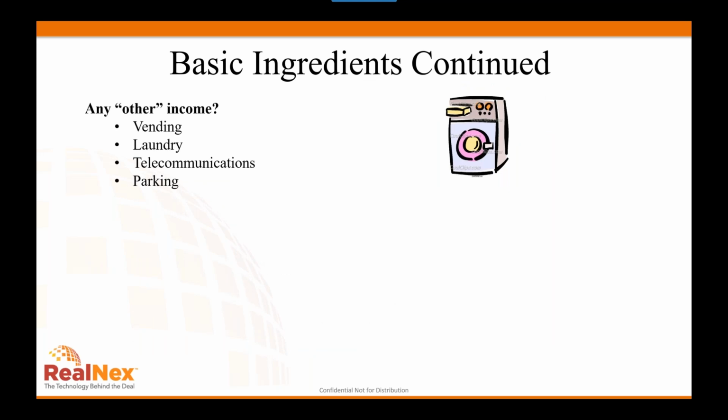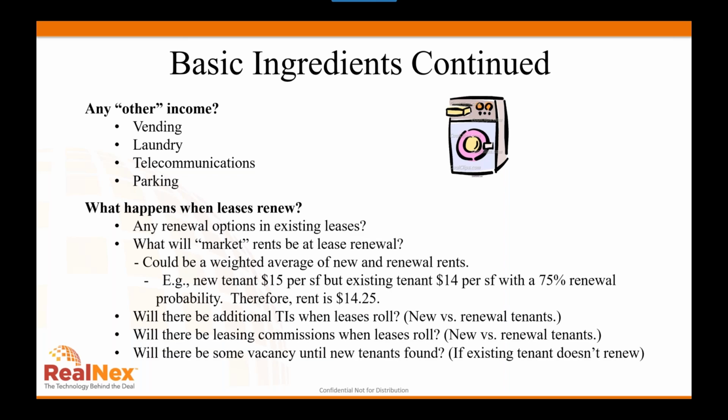There could be other income in addition to your lease income: vending, laundry, telecommunications, parking. So we need to also take that into consideration. Then when those leases come up for renewal, we have to ask ourselves, are there any renewal options in the existing leases? What will be market rents when those leases come up for renewal?